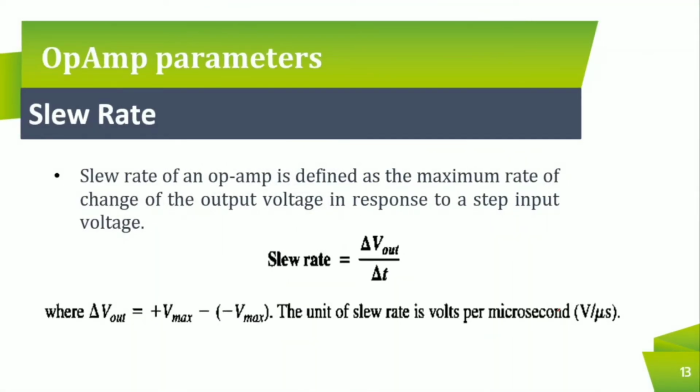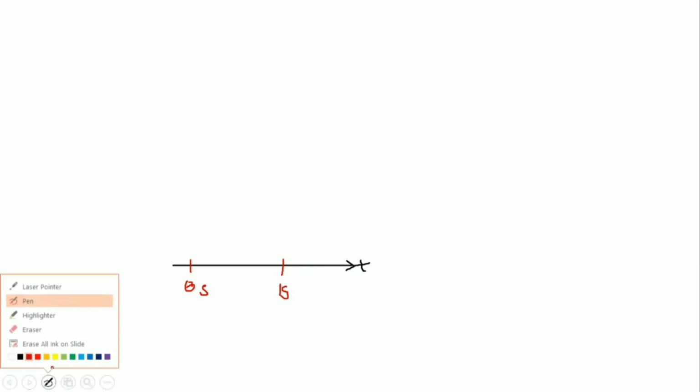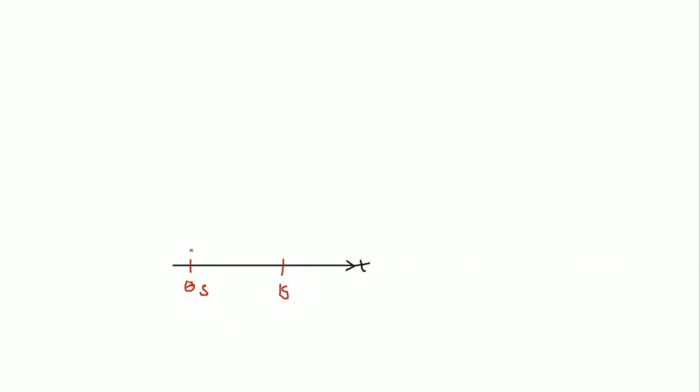Next is slew rate. To analyze slew rate, we will take one example. Let me take a time axis. On this time axis, I'll take 2 points. One is 0 second, and let this be 1 second. On this, I'll plot 3 signals. This is 0 volts, and let this be 5 volts. This is the first signal, this is the next signal, and this will be the third signal.